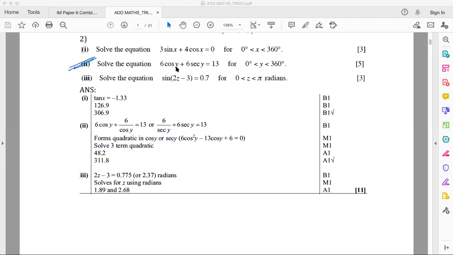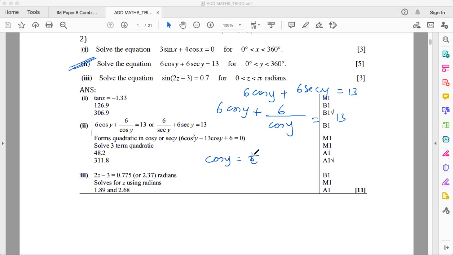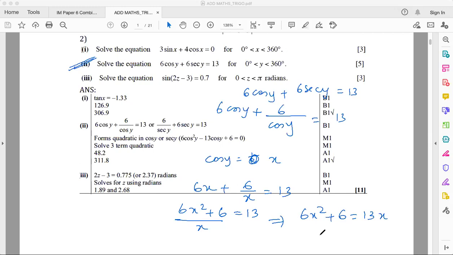Okay, so for this B part, the second part, it is 6 cos y plus 6 sec y equals 13. So what you do is you try to get it in terms of one trig ratio so that we can do substitution. Sec y, as you know, is 1 over cos y. So let cos y be x. 6x plus 6 over x equals 13. That results in 6x squared plus 6 equals 13x, and you get 6x squared minus 13x plus 6 equals 0, and you factor this out.